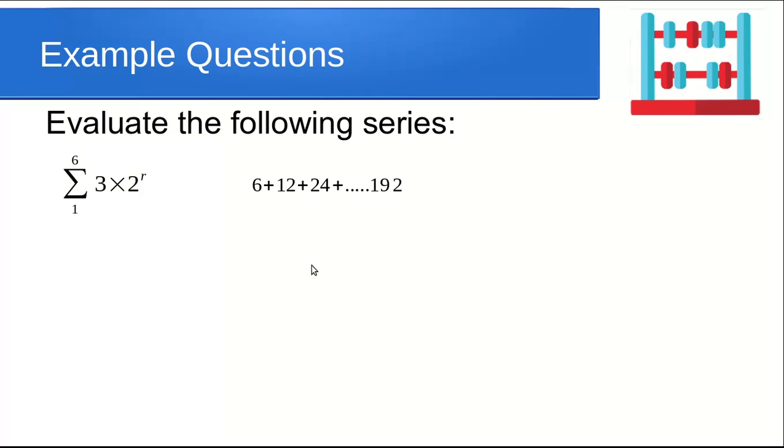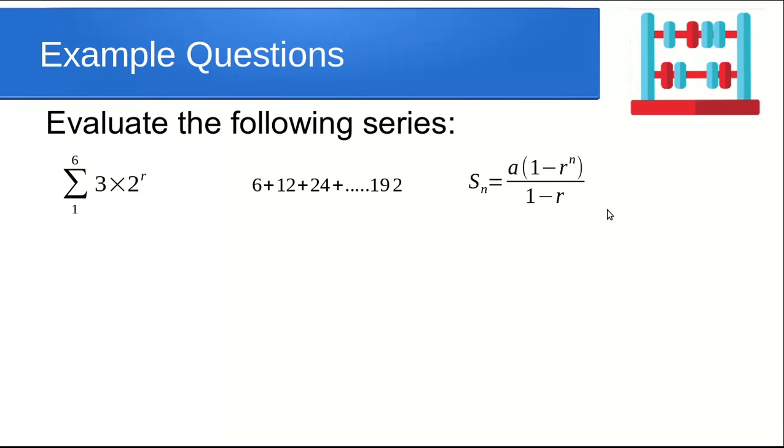for the very first term, you're going to get 3 times 2 to the power of 1, which is 6, plus the second term is going to be 3 times 2 squared, which is 12, plus so on and so forth, right the way up to the 6th term, which is 3 times 2 to the power of 6, which is 192. Well, I hope you can see that this is simply a geometric series, and we just need therefore the sum formula. So Sn equals a times 1 minus r to the n over 1 minus r.